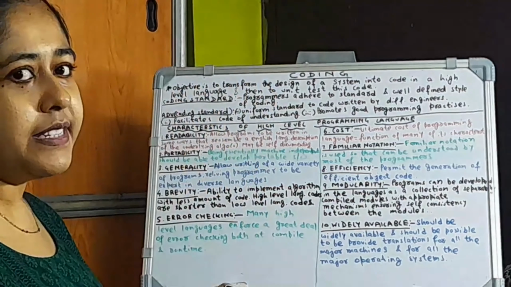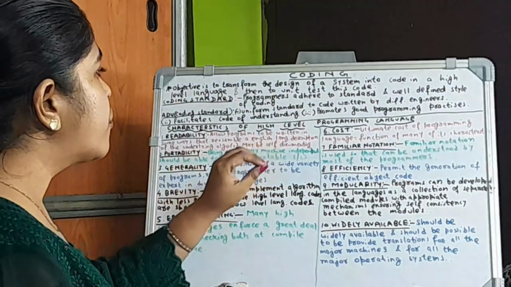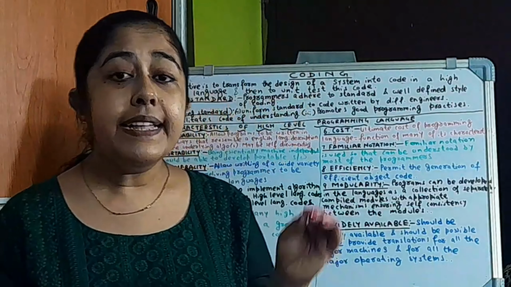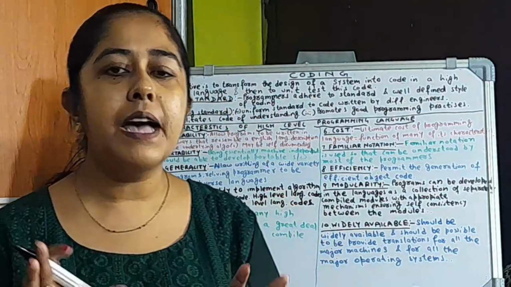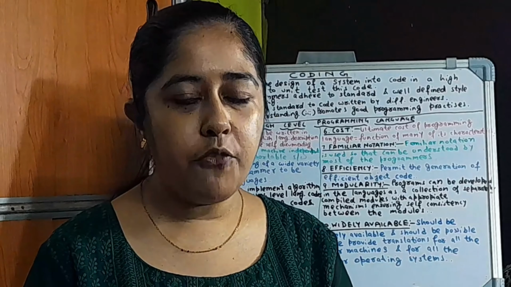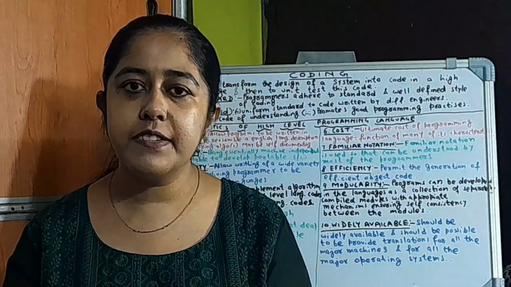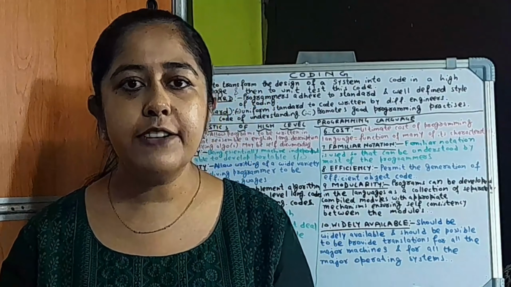First one is readability. What is readability? It allows programs to be written in ways that resemble an English language description of the underlying algorithms, and may be self-documenting. But it should resemble some kind of language. Obviously, when you are writing something, it should resemble a language. Here we are talking about the English language. Whatever algorithm is written is obviously written in English, so the coding should resemble our English language.